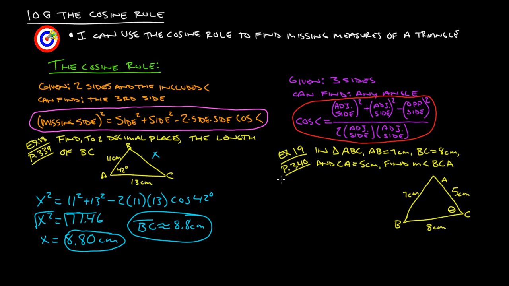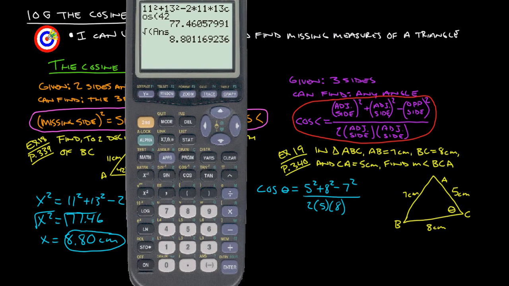So to do that, cosine of that angle theta is going to equal the two adjacent sides, so that's 5 and 8. So 5 squared plus 8 squared minus the opposite side, which in this case is 7 squared, all divided by 2 times the adjacent side times the other adjacent side. So 2 times 5 times 8. And then that's what we're going to want to figure out.